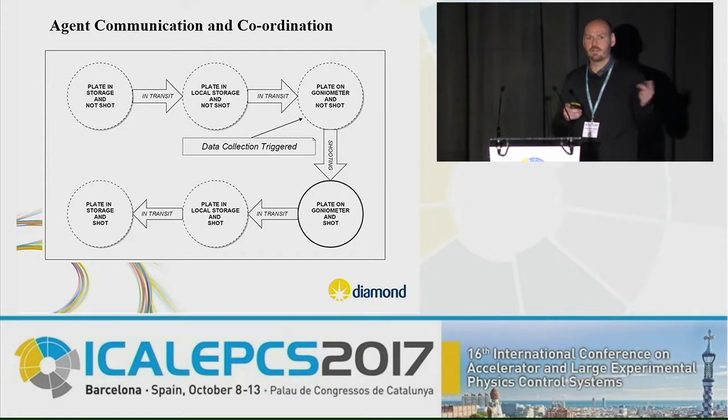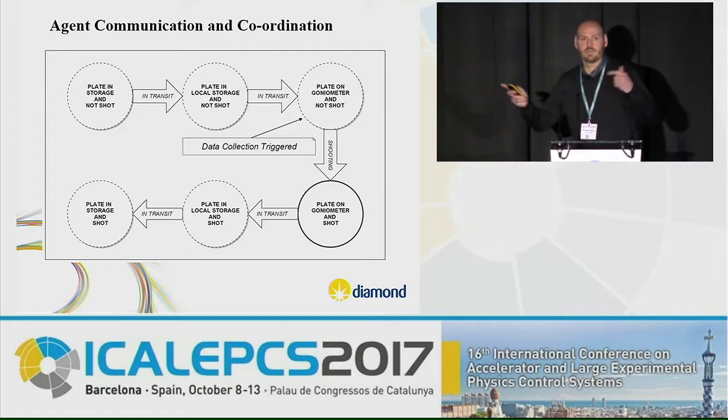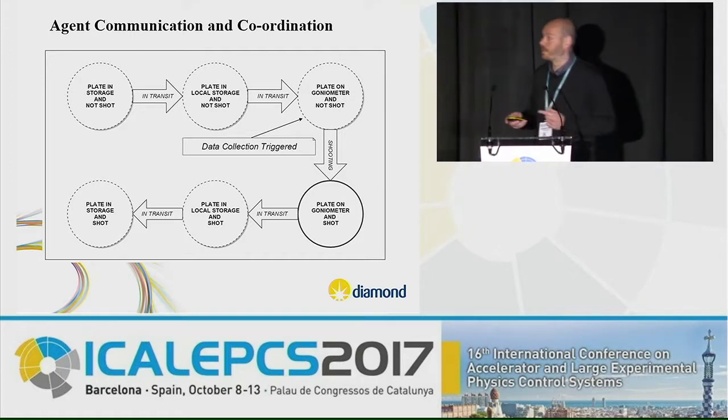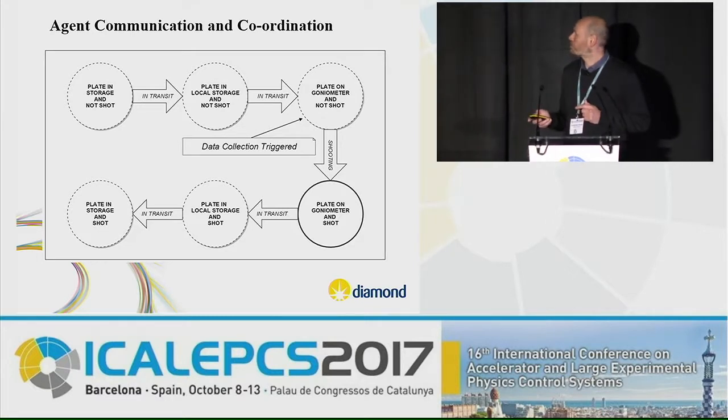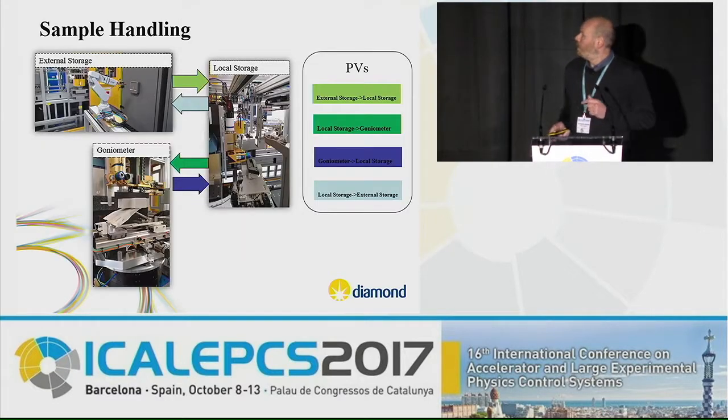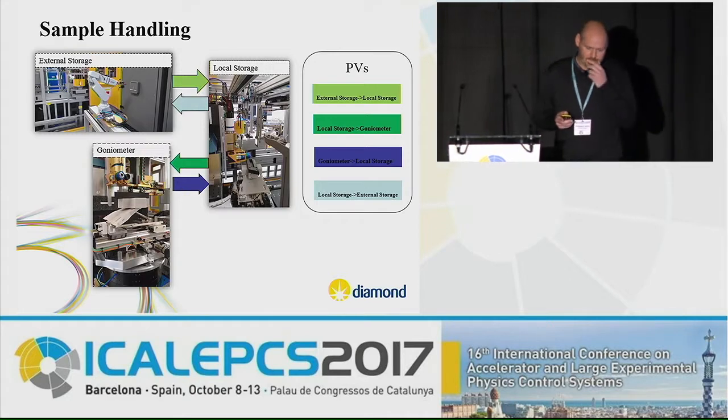So there's no direct communication. It's purely through the state here that these two agents are able to synchronize and coordinate their actions together. Okay, so let's go through each agent in turn.